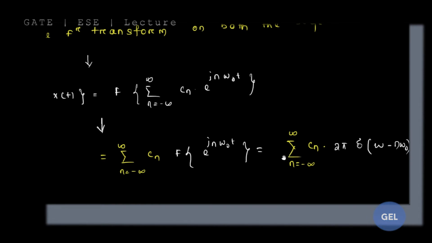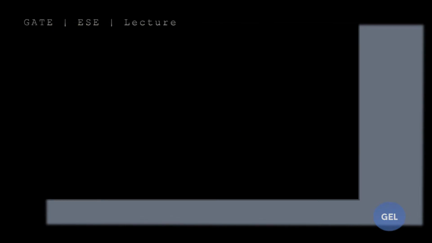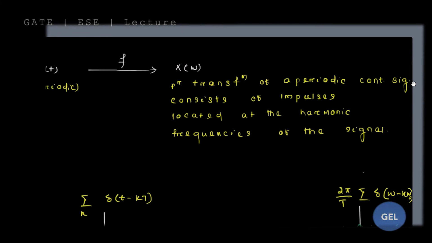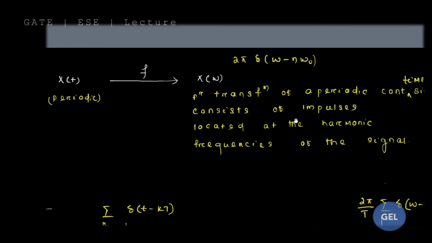Very important observation: if your time domain representation is a periodic function, you are going to get impulses. The Fourier transform of a periodic continuous time signal consists of impulses. We got 2 pi del of omega minus n omega naught, which is nothing but various impulses located at the harmonic frequencies of the signal.